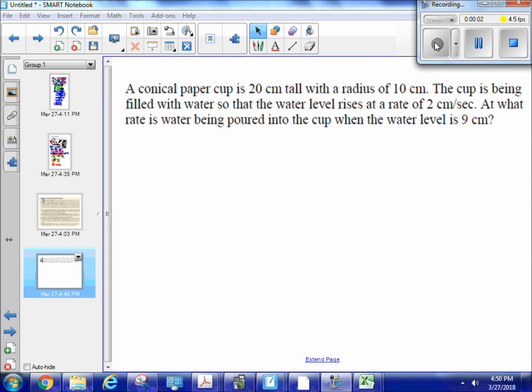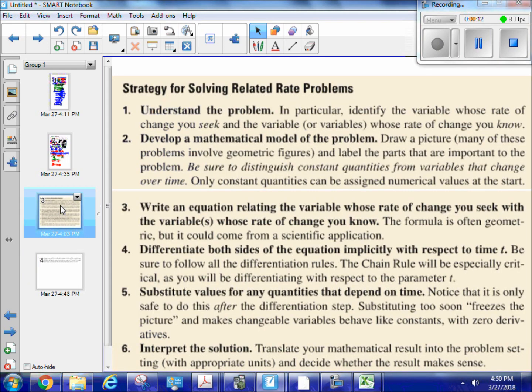Let's try a related rates problem that has to do with a volume. So in this case, we're going to use a cone. So again, we're going to kind of use our strategies.